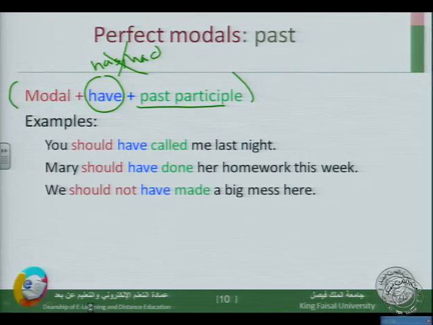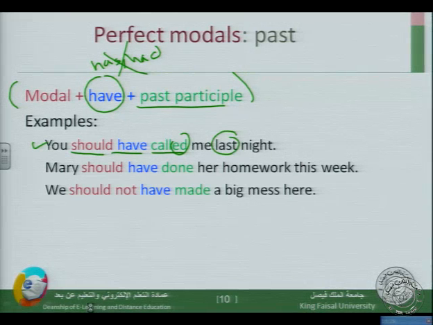Past participle. Today we were going to talk in short about the past participles. Okay? So look at this example. You should have called me last night. You should have called me last night. Modal, have, base form, and the called part is what we call the past participle, which has ed added to it.